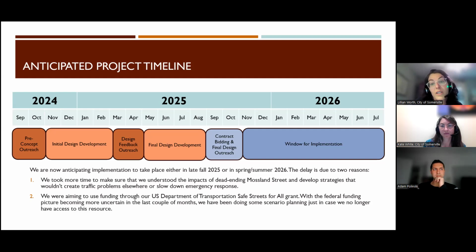We also, so reason number two, we were initially aiming to use funding through our U.S. Department of Transportation's Safe Streets for All grant. And with the federal funding picture becoming a bit more uncertain in the last few months, we've been doing some scenario planning just in case we no longer have access to that resource.